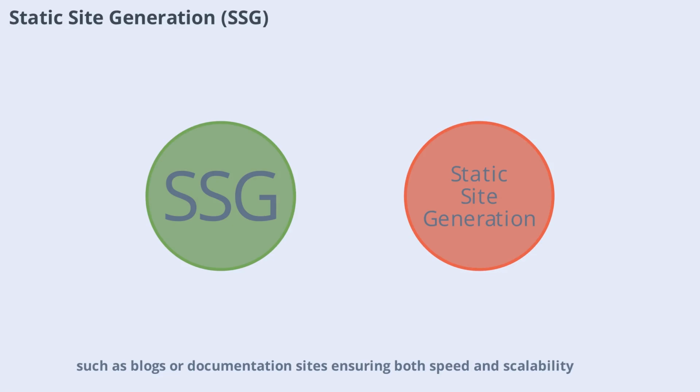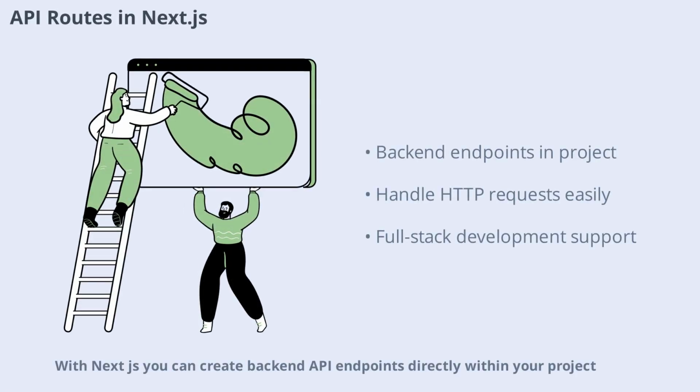With Next.js, you can create backend API endpoints directly within your project. By placing files in the pages/api directory, you can handle HTTP requests and build full-stack applications without leaving the Next.js ecosystem. This feature simplifies development by allowing front-end and back-end code to coexist, making it easier to manage and deploy your entire application from a single codebase. Whether you need to fetch data, handle form submissions, or integrate with external services, API routes have you covered.